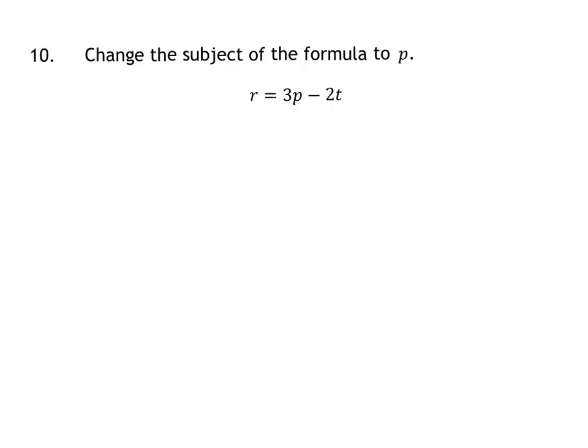Right, question 10, we're going to change the subject to P. Some people prefer to write this as the other way around, so I'm just going to do that for you. So our aim, remember, is to get P in its own. So we're going to have to move everything that is around the P. First thing, we move the minus 2t because it's not touching it.